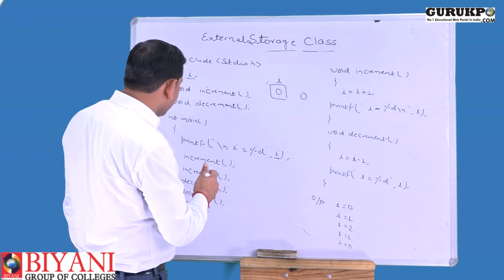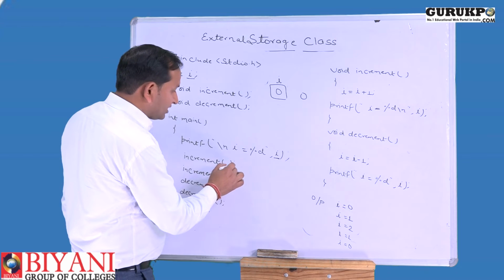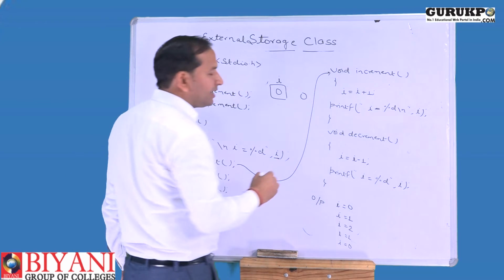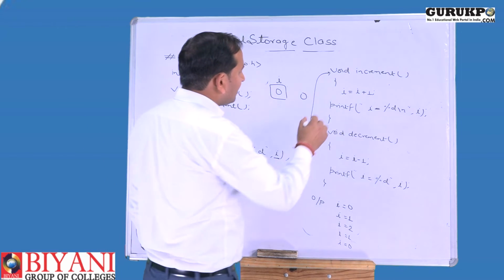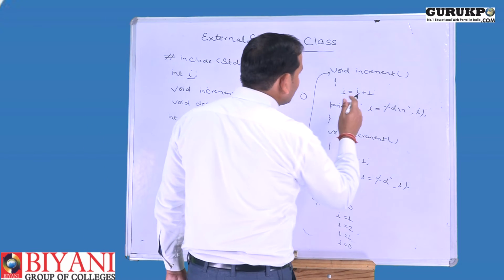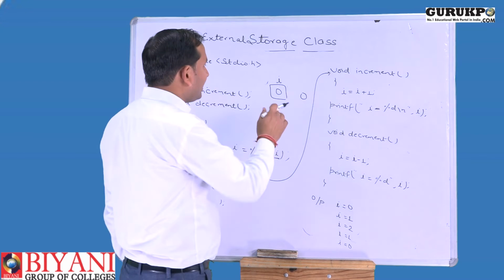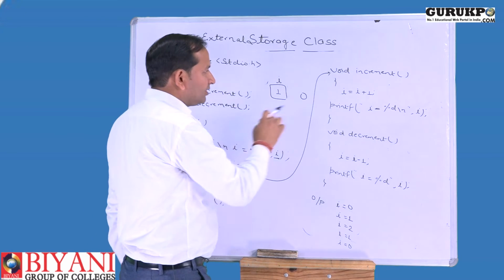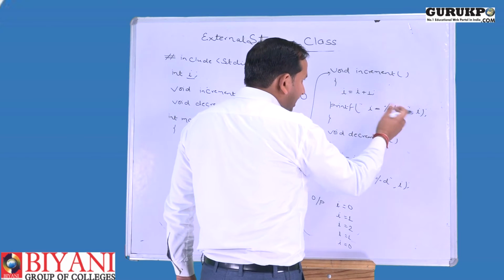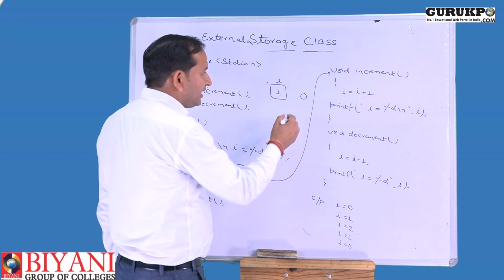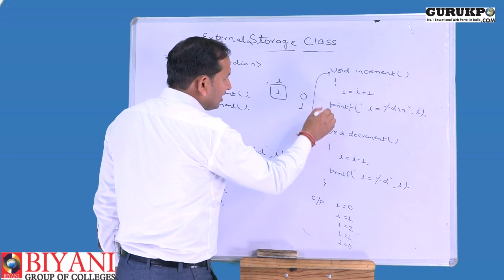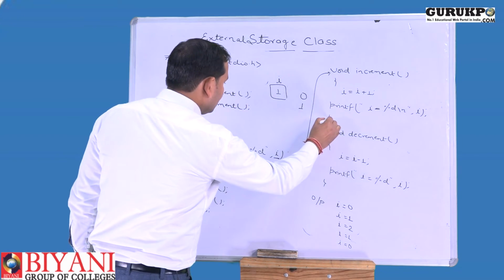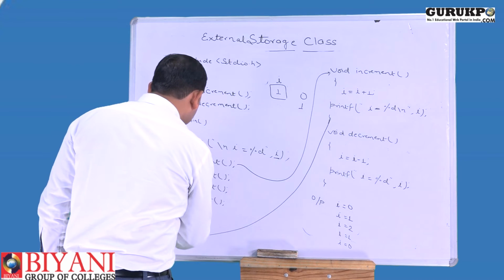In the next statement, we are calling the increment function. So control goes to the definition part, the body of increment. Here i = i + 1. So the value of i will be increased by 1. Now i will be 1. printf i. So we are printing i. The value of i is 1. After execution of the increment function, control goes back inside the main function.